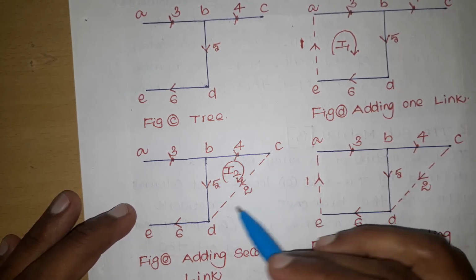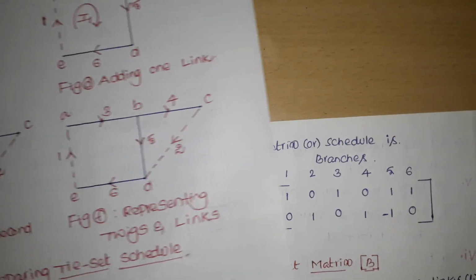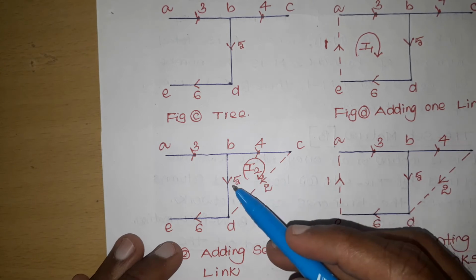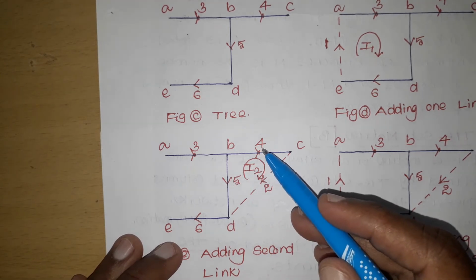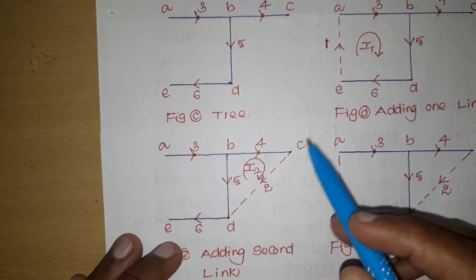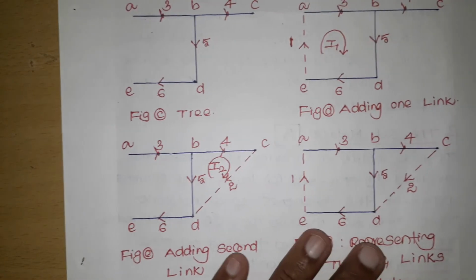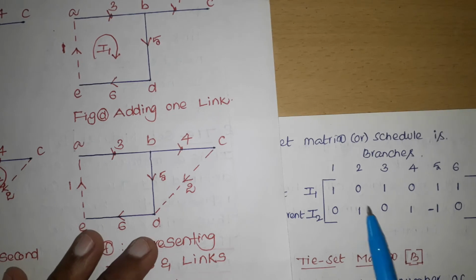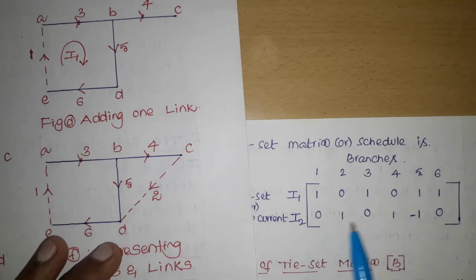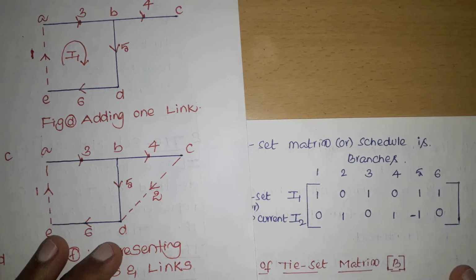So now there is a current in the second branch, fifth branch and fourth branch. So second, fifth and fourth branches are non-zero elements and the remaining are 0. So 2, 4, 5 are non-zero and 1, 3, 6 are zeros.